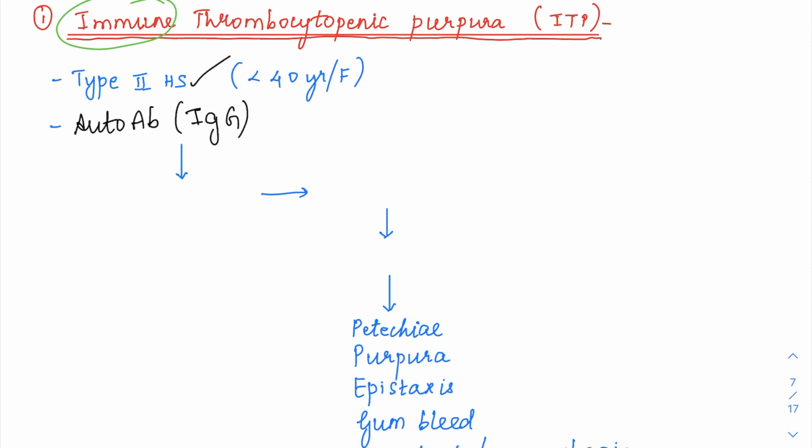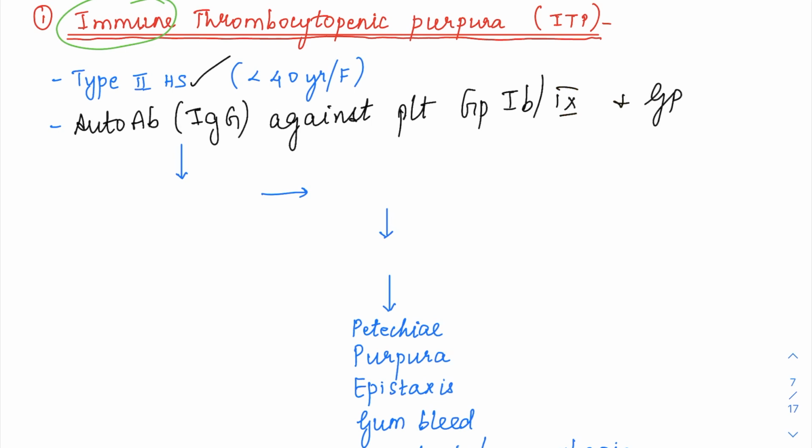So IgG autoantibodies are present against the platelet glycoproteins: against platelet glycoprotein 1b9 and also platelet glycoprotein 2b3a. So both adhesion and aggregation related glycoproteins, right? Against both these glycoproteins, autoantibodies are formed. IgG is an opsonin, so it is going to coat these platelets.